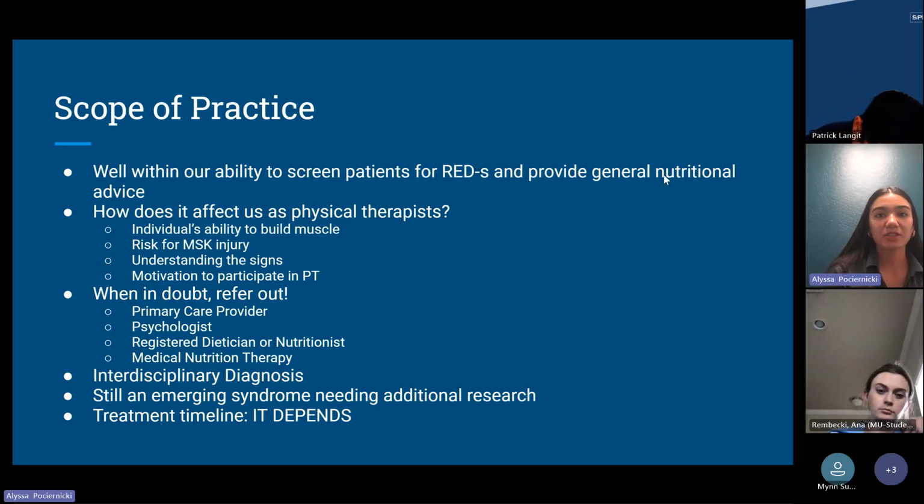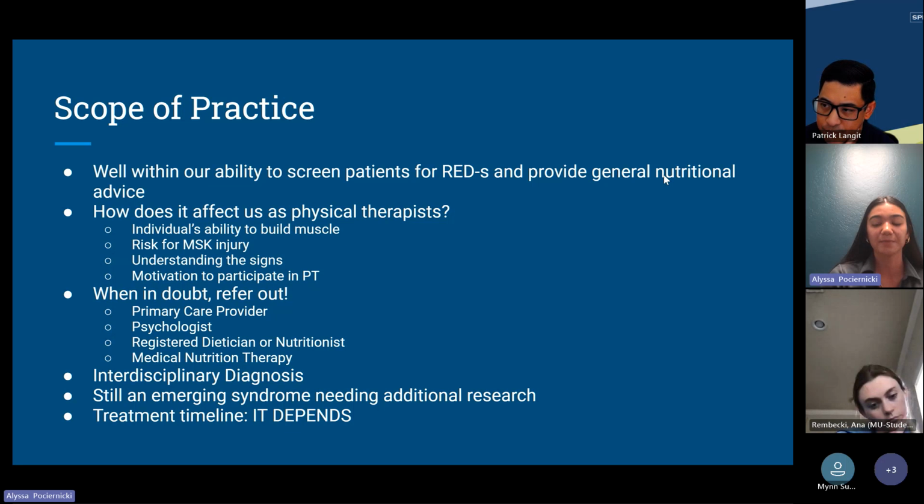The thing that I want to hit most on this topic is that it's an interdisciplinary diagnosis. There's not just one thing that we as physical therapists can do for them. They need all of their healthcare teams together to really treat this and get them on the path that they need to be on to perform as best as they can and to just be a healthy human being.